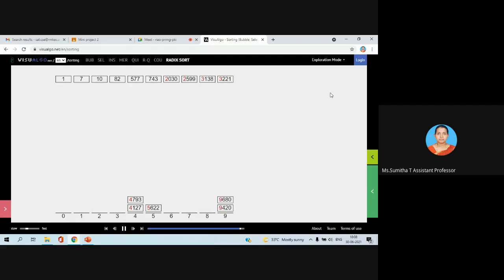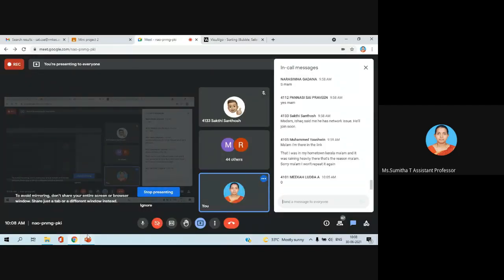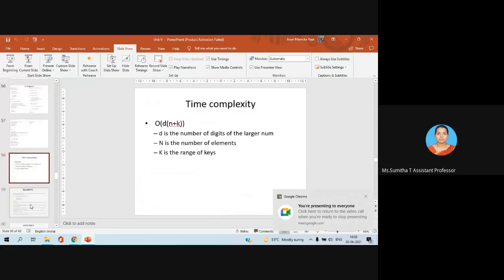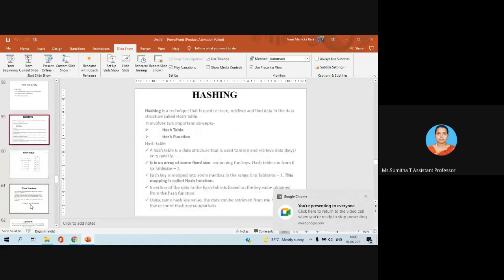Yes. Now the elements are arranged, right? This is radix sorting. Clear, everyone? If sorting is over, then we have to go with the hashing. Okay.